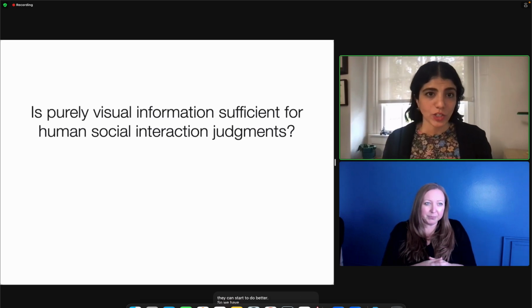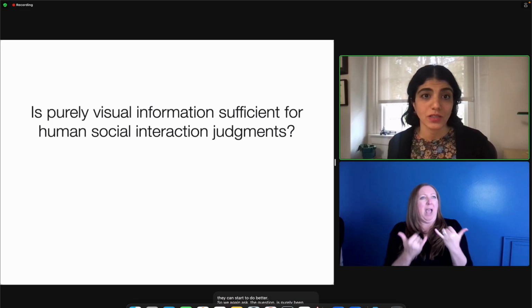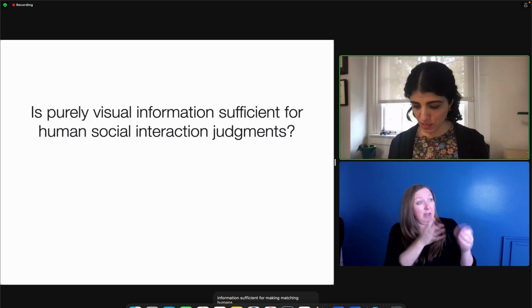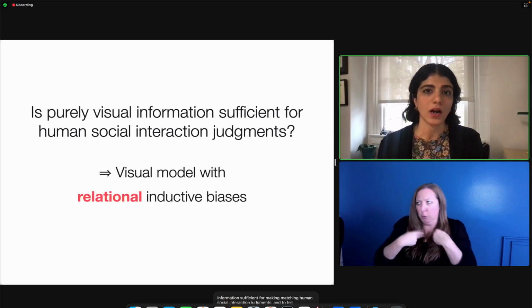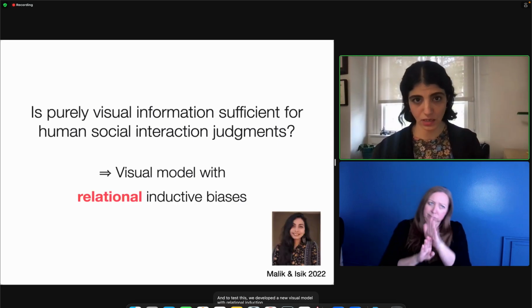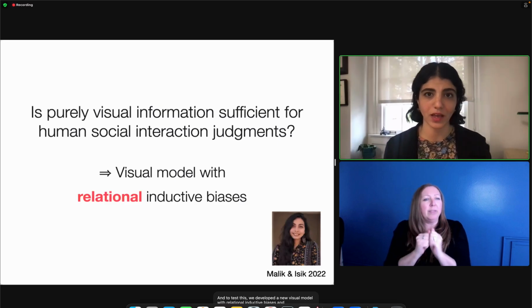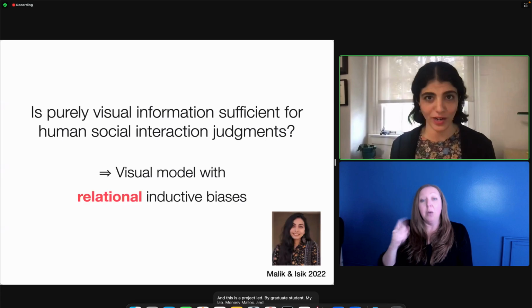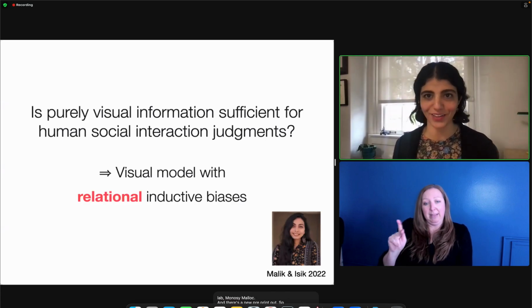So we again ask the question, is purely visual information sufficient for matching human social interaction judgments? And to test this, we developed a new visual model with relational inductive biases. This is a project led by a graduate student in my lab, Manasi Malik, and there's a new preprint out, so I encourage you to go take a look.